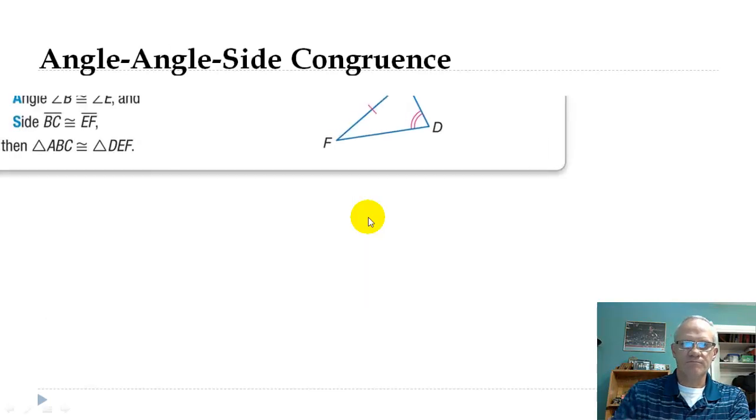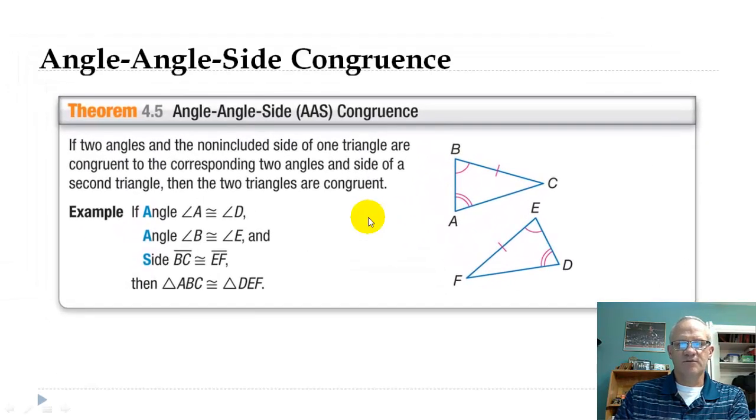Okay? And then the fourth one that we have to look at today is angle, angle, side. Now again, notice what order it's in. It says angle, angle, then side. So in this case, you have two angles, but the side is not in between there. The side is kind of next to it. It's got to be in the same order there.